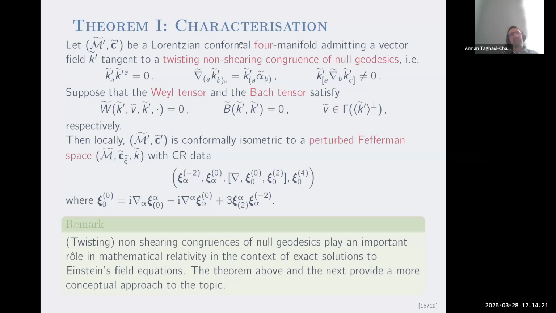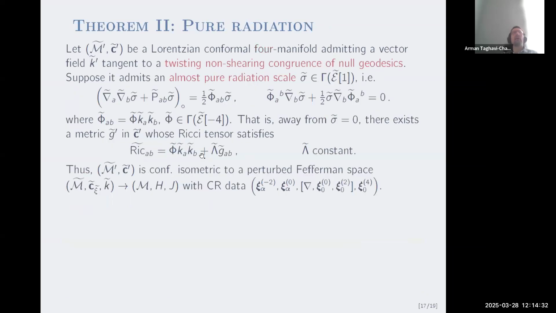So besides this theorem that is purely in the conformal setting, we may ask the question, what happens when we have an Einstein metric? So instead of considering Einstein metrics, I will consider pure radiation metrics. So you should know that a pure radiation metric is one for which the Ricci tensor has this form. So I allow for a cosmological constant and a pure radiation field here. So K is the generator of the congruence of null geodesics.